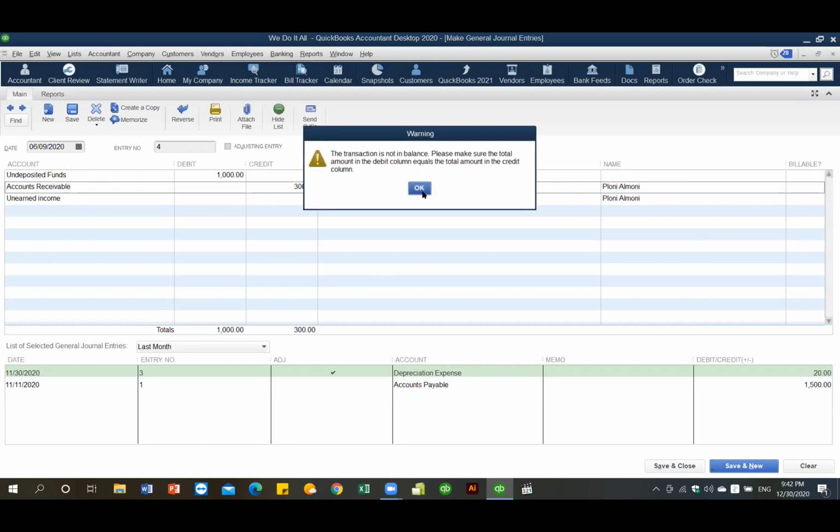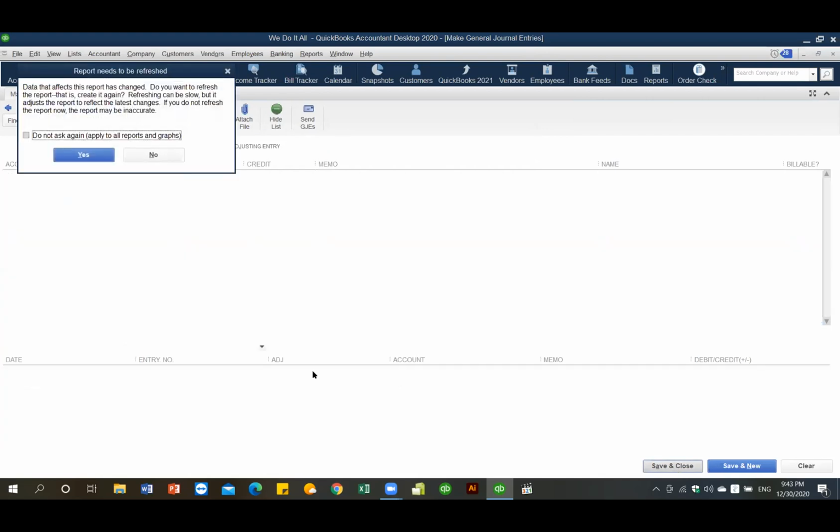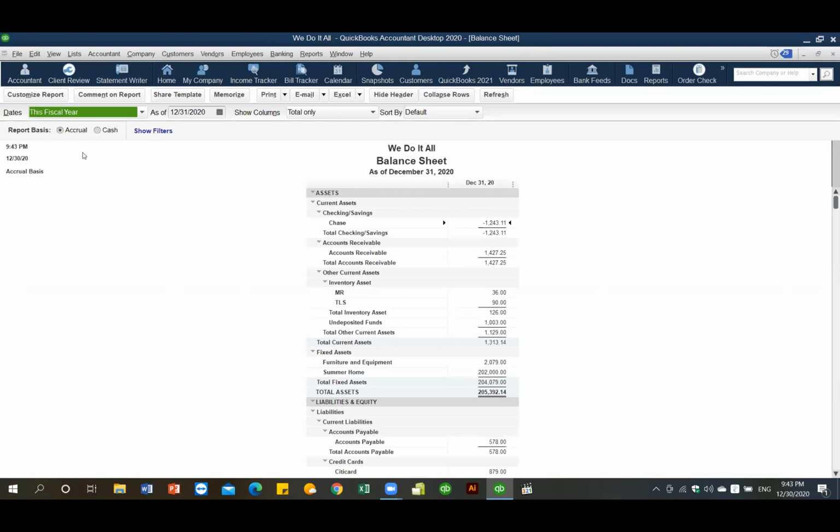It's not in balance. Oh, you didn't put 700. Type in 700 under 300. You don't type any further, just the dollars. Good. Save and close. Yes, okay, press OK.